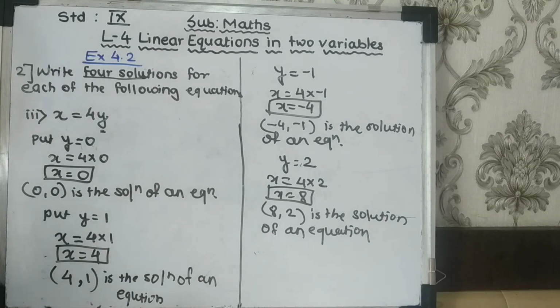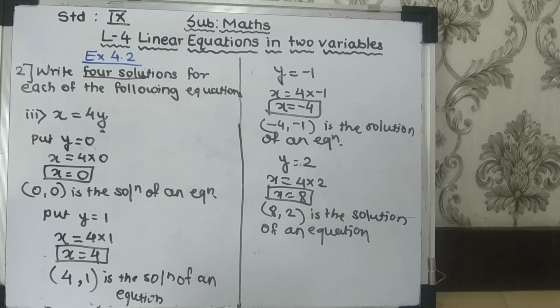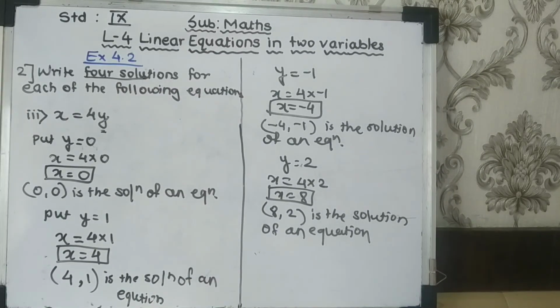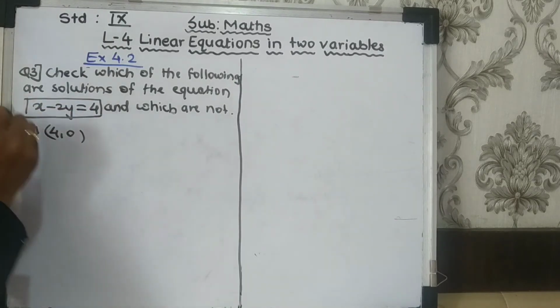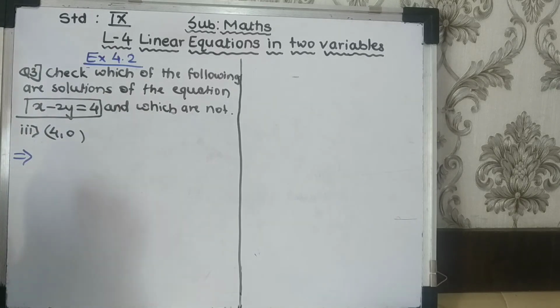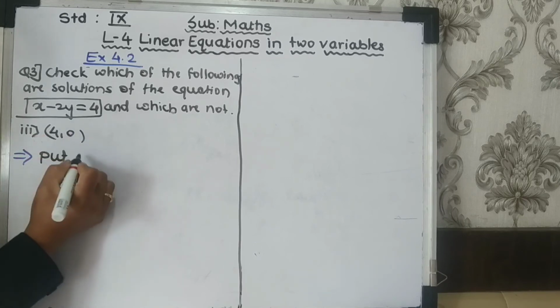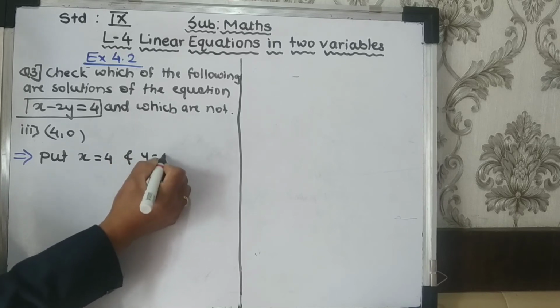Let us see now the third question, that of check which of the following are solutions of the equation x minus 2y equals to 4 and which are not. So let us see one by one. So here we have what? This is the equation. For this equation we are going to check which is the solution of the equation or not. Now this 4 represents what? X value. So x is equal to 4 and y is equal to 0.